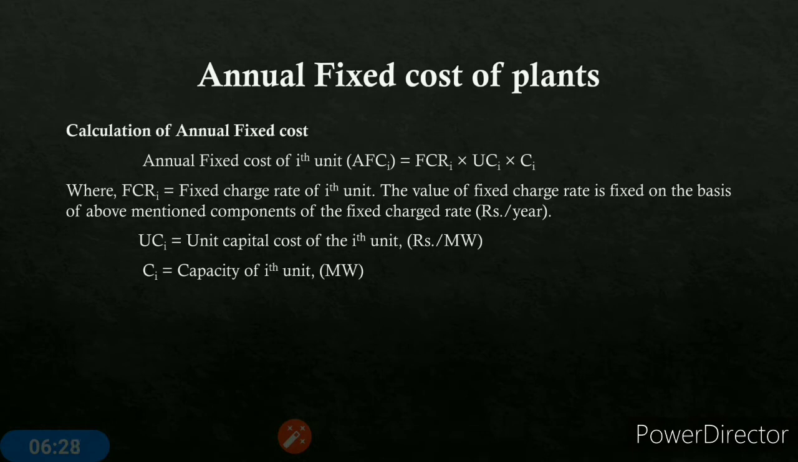Now UCi is the unit capital cost of the ith unit in rupees per megawatt, and Ci is the capacity of the ith unit in megawatts. So all this gives us the annual fixed cost of the ith unit, that is AFC.